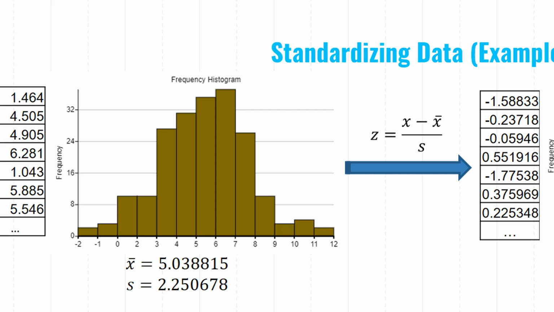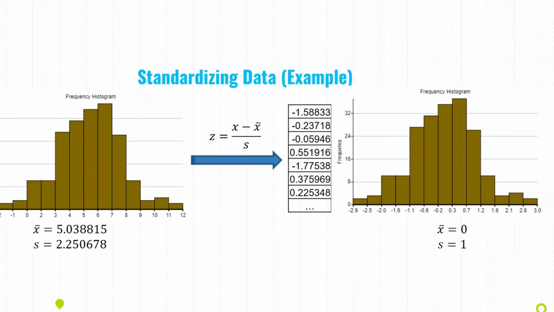Now you can see that the histogram looks exactly the same, except the x-axis has all changed. Because we've first recentered our histogram so that it's centered at 0, and then we've scaled it horizontally so that it now has a standard deviation of 1. And if you calculate the mean and the standard deviation of standardized data, that is exactly what you will get: a sample mean of 0 and a sample standard deviation of 1. So that's standardizing data and getting z-scores.